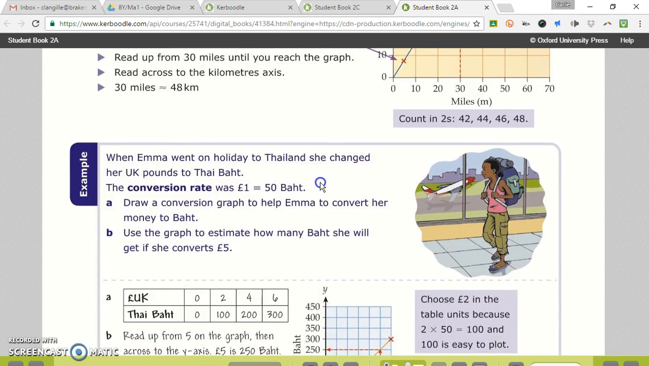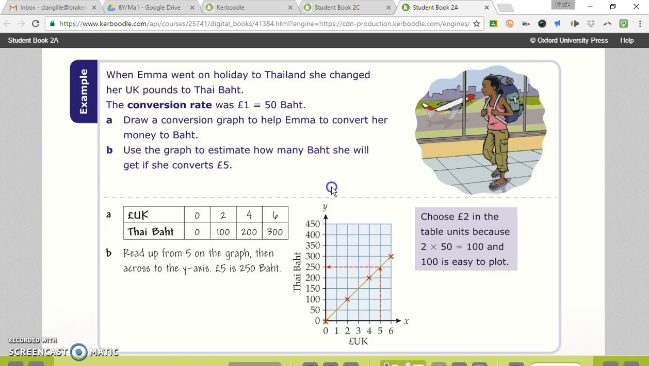So if we look here, this is talking about the conversion rate of money. In this case, we had £1 equals 50 baht. So they've drawn the conversion graph. If we know £1 gives us 50, then 2 is going to give us 100, and so on and so forth. So as we go up, we can see what the line's going to look like.